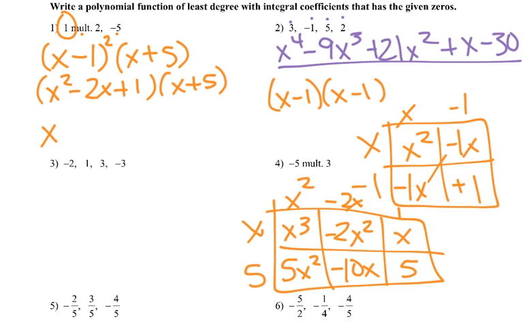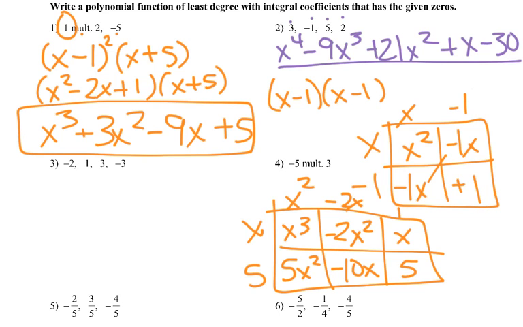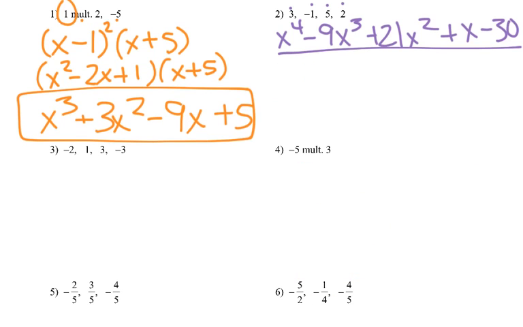So then we just multiply, and then we get x cubed plus 3x squared minus 9x plus 5. And there's my polynomial for number 1. Alright? Okay, so we can see that it's just kind of a lot of work taking these and turning them into factors and then multiplying.